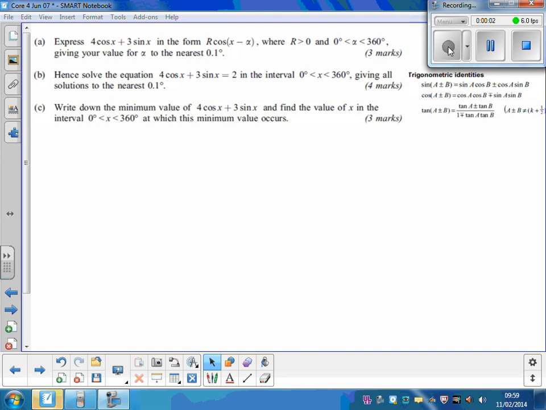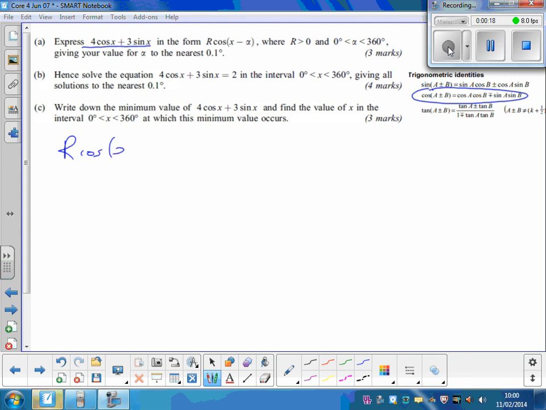June 2007 Core 4 question 3 is our trig question, and we're doing our expansion of the cos. So I've got my formula book here. My formula book tells me that if I'm going to do r cos of x minus alpha, then it's r cos x cos alpha plus r sine x sine alpha. Remember, if there's a minus in it, it's a plus in the middle here. And look, we wanted a plus in the middle here with a plus in the middle there.